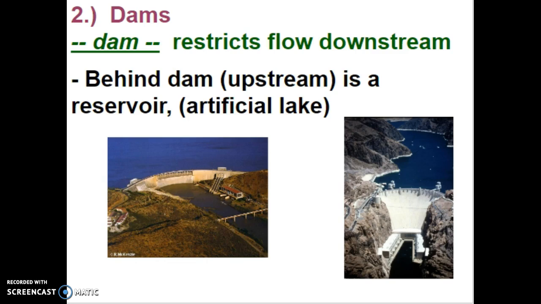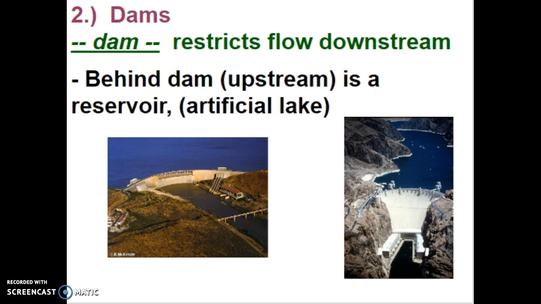We could dam up a river for ecological reasons. We could dam up a river for perhaps political reasons. We could dam a river for basic human needs. Behind the dam, so upstream from the dam, is what we call a reservoir or an artificial lake.